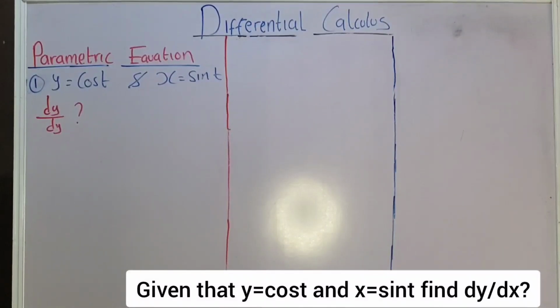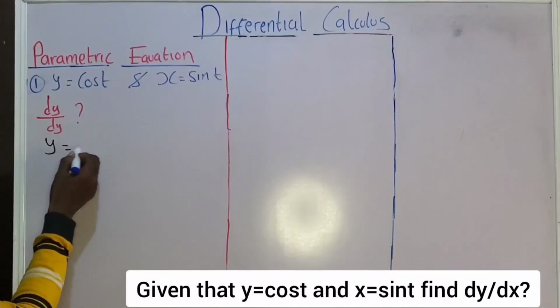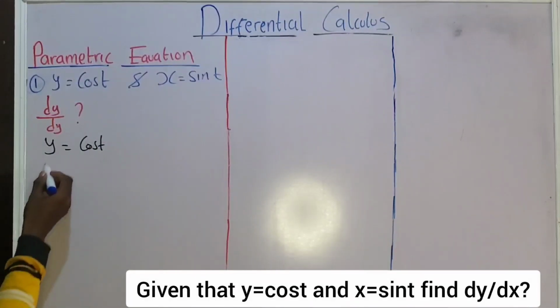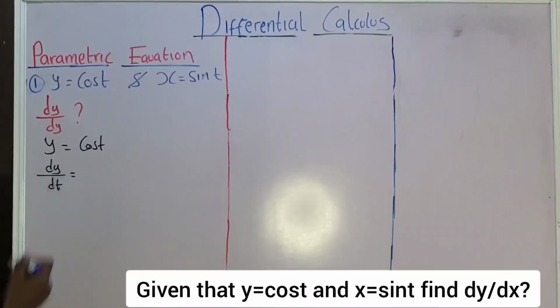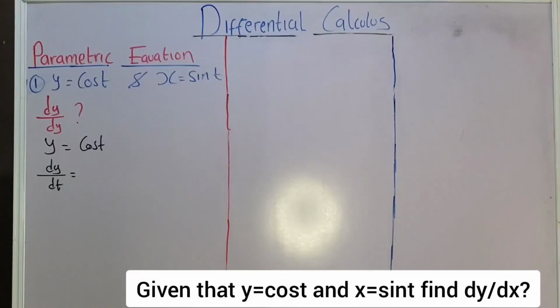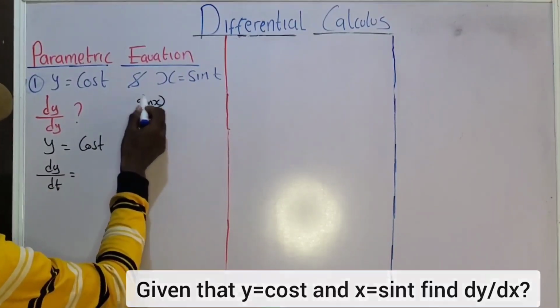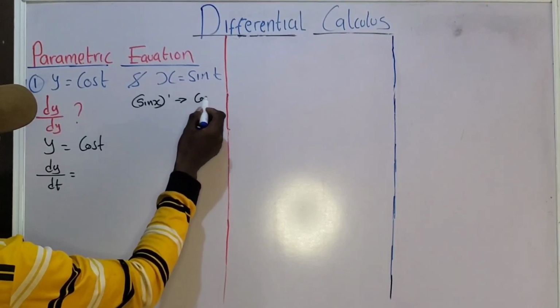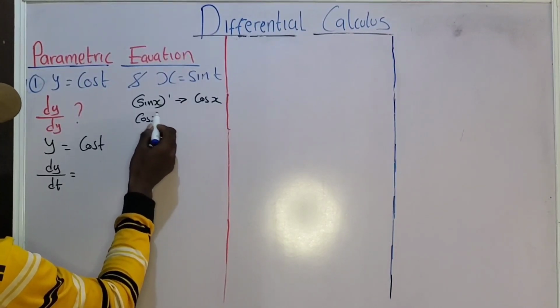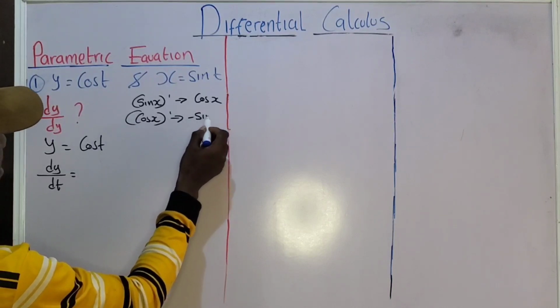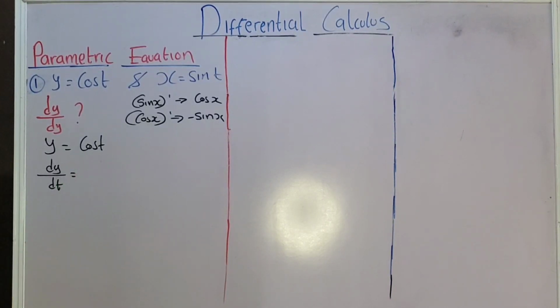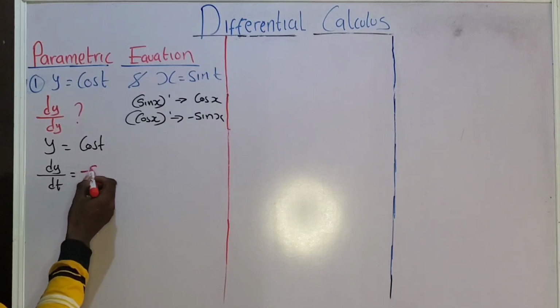Let's progress. For this, we have y equals cos t. Here, dy/dt will be equal to... Don't forget, in our previous class, we learned how to find the derivative of a trigonometric function. If you differentiate sin x, the derivative of sin x gives us cos x. And if you differentiate cos x, the derivative of cos x gives us minus sin x. Now, pay attention. We have cos t and we want to differentiate it. The derivative of cos t will be minus sin t.